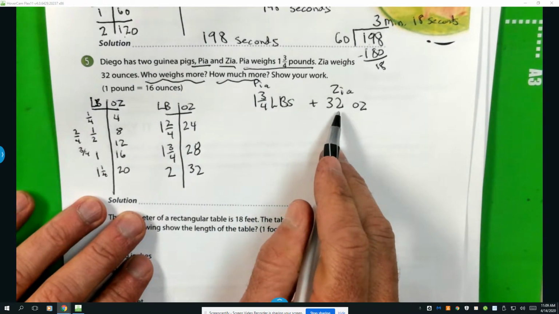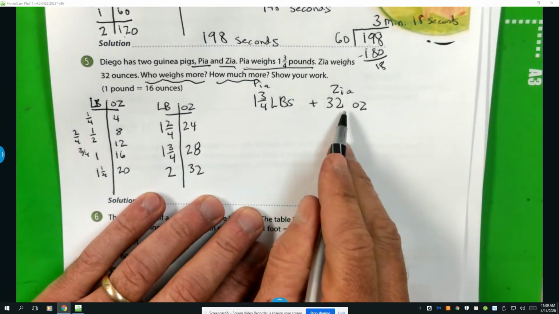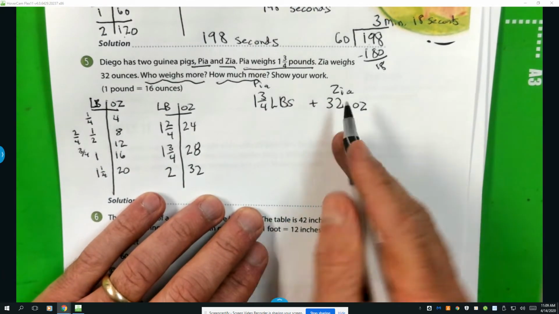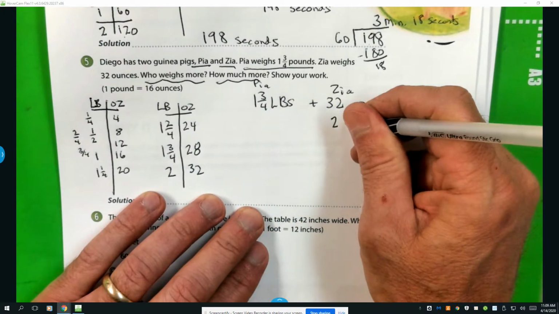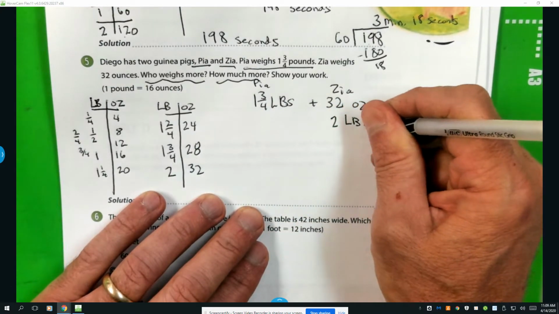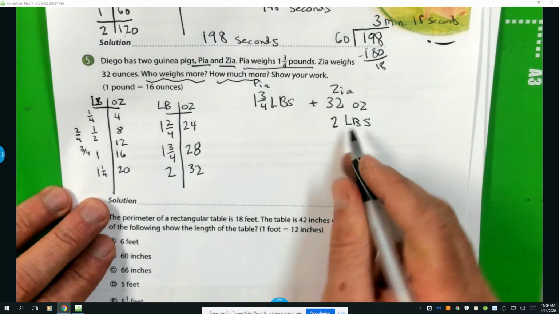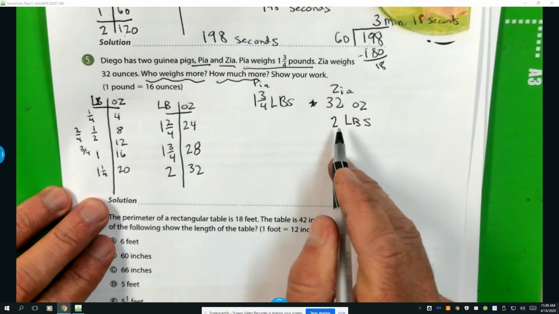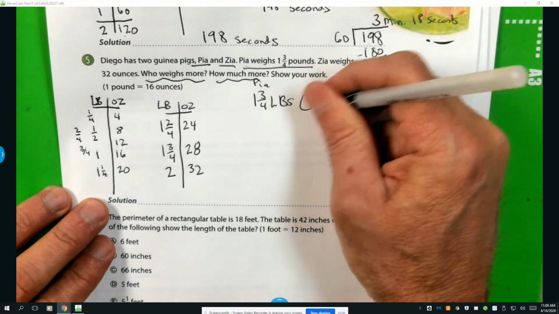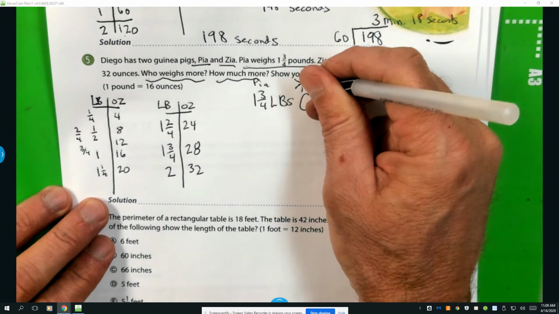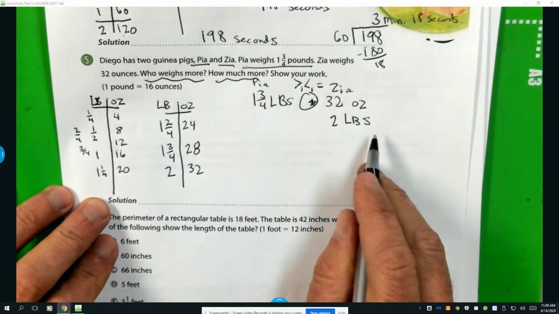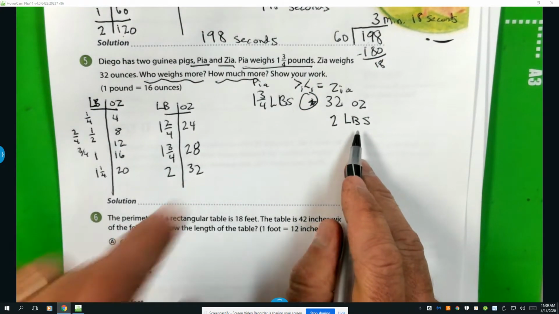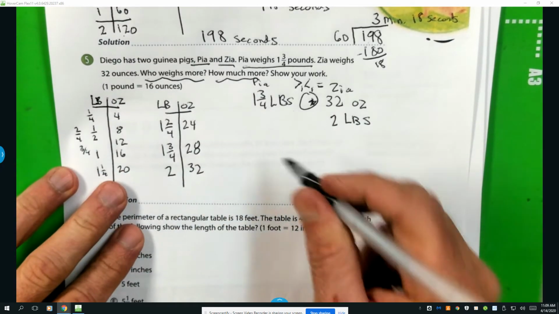Okay, if I wanted to, I can do it either way. I can turn this one into pounds, 1 3/4 pounds plus 2 pounds. And this is what I was going to do if I added them. And I really don't have to add them, I'm going to compare with greater than, less than, equal to. Now which one weighs more in pounds? Zia.